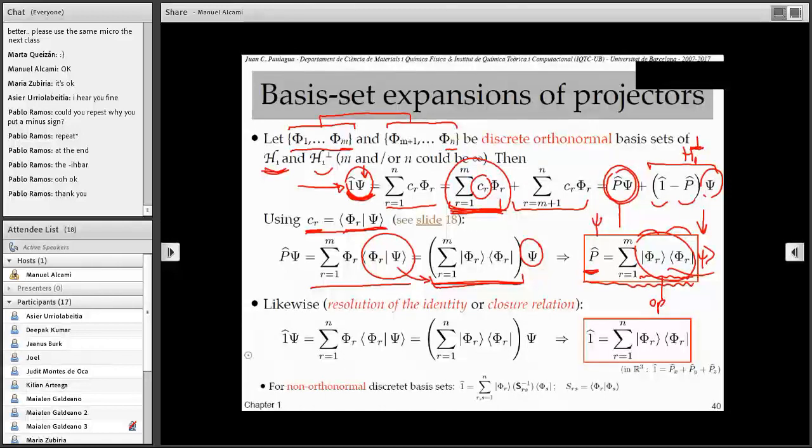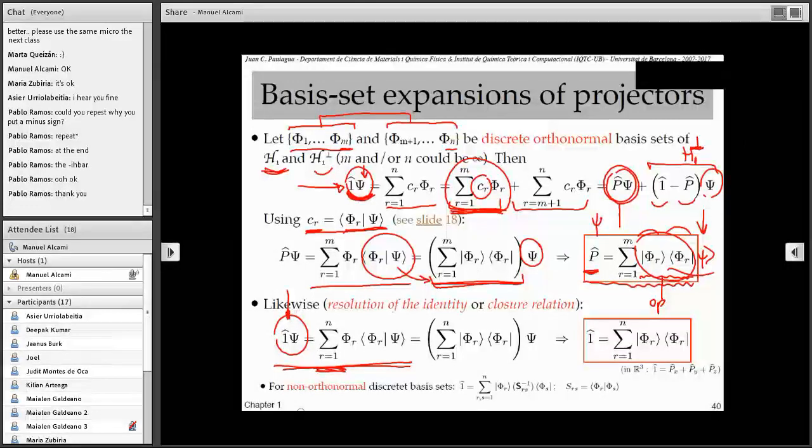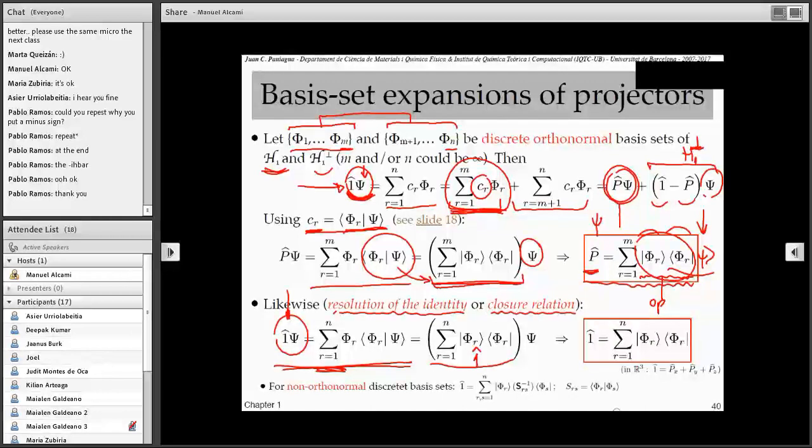In particular, if I project over the whole Hilbert space, then by using any basis set, this can be considered a projection in which I sum over the complete basis set. And so for any basis set, I can say that this is a way of expressing the identity operator for that particular basis set. As you already have seen in the first part, this is a resolution of the identity, also called a closure relationship. For any basis set, you can write a resolution of the identity, which is nothing but a sum of projectors for every element of the basis set.